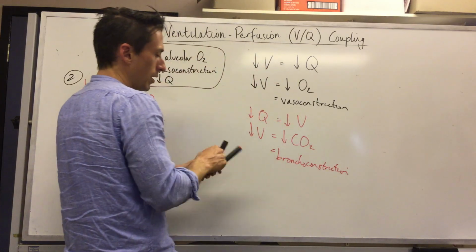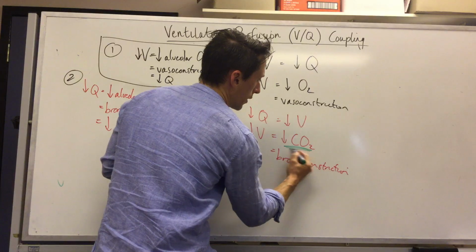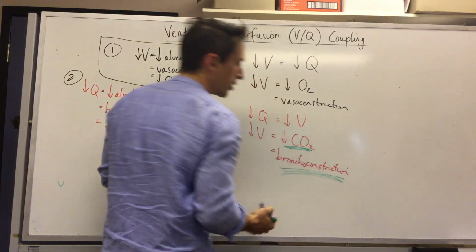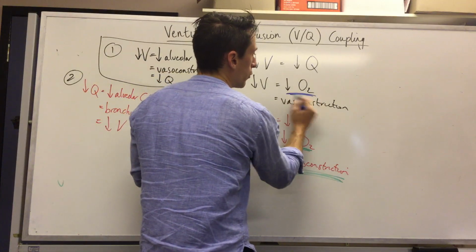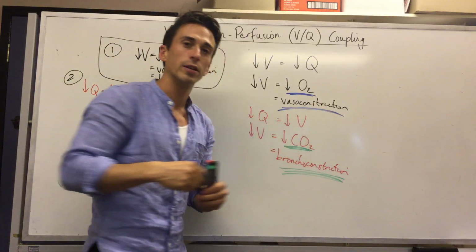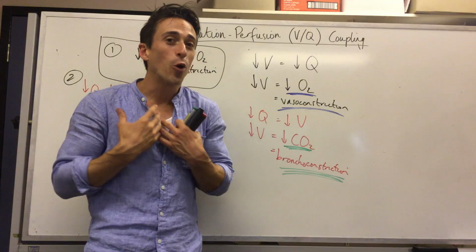So, CO2 is responsible for changing the diameter of the airways, and O2 is responsible for changing the diameter of the blood vessels. I'm sorry that took so long, but I hope that makes sense.